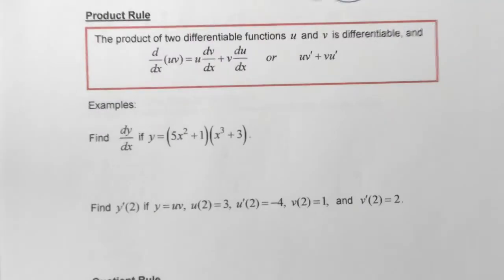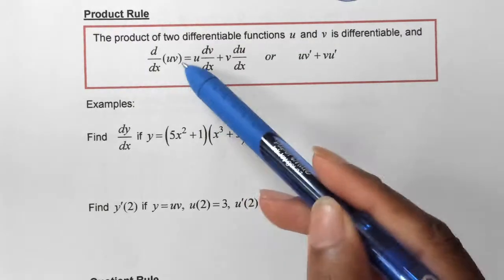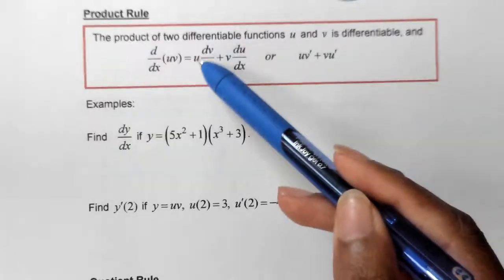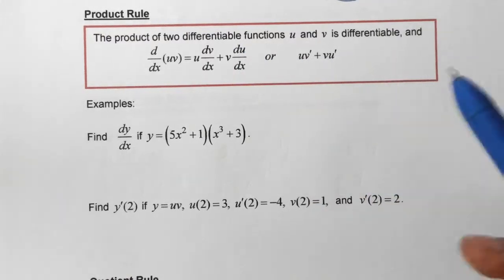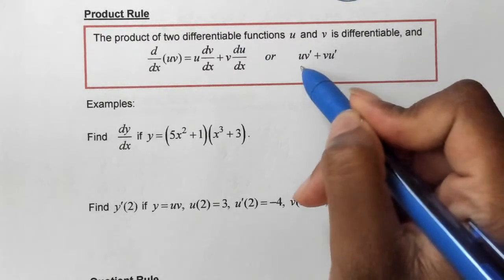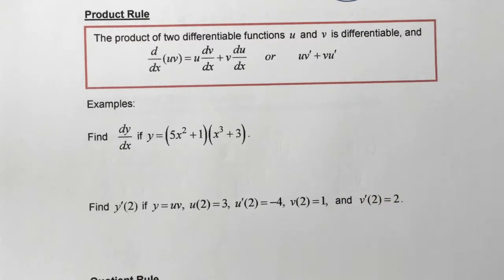So moving on from that, we're going to start with the product rule. The last section talked about the sum and difference rules, and today we're going to talk about product and quotient. So the product of two differentiable functions u and v is differentiable, and the derivative of u times v is equal to u times the derivative of v plus v times the derivative of u. Or another way that people have shown it is u v prime plus v u prime.